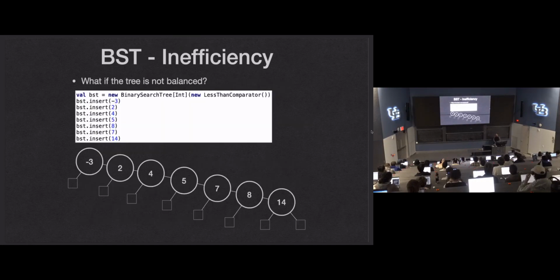But wait, what if the tree's not balanced? The tree that I showed you will not be efficient all the time. What if I insert values in sorted order? I insert -3, I insert 2, which is greater than -3, I insert 4, greater than -3, greater than 2. We're constantly going to the right to insert our values, and we basically end up with a linked list, with O of n insert and O of n find. Everything's really inefficient with this.